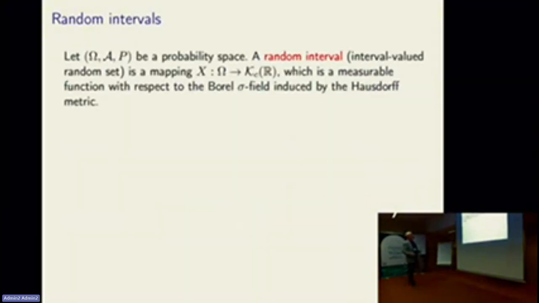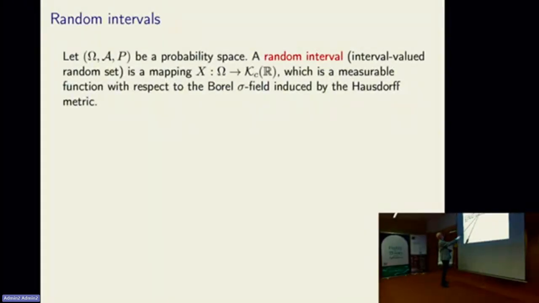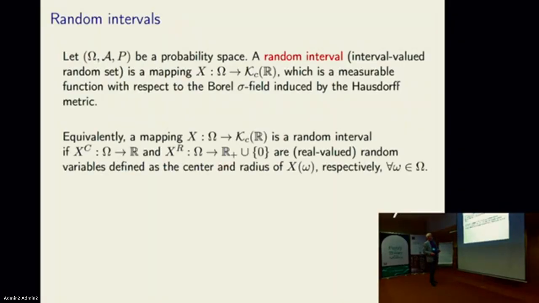But what to do? Well, we have intervals, so now randomness. And again, what is a random interval? A random interval is just a mapping which assigns to each observation an interval. In practice, it's worth remembering that I can look at such a mapping as two mappings: one which brings us a real value to random variables connected with centers, and this one with radius.